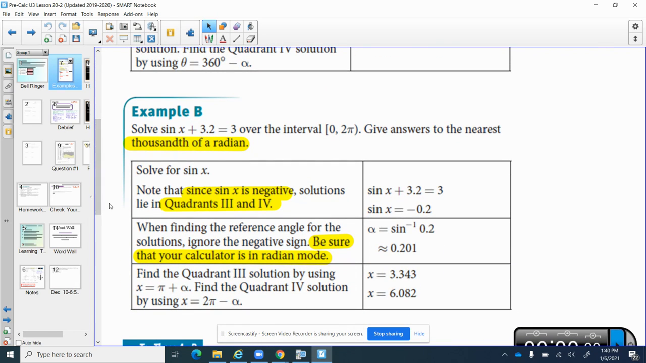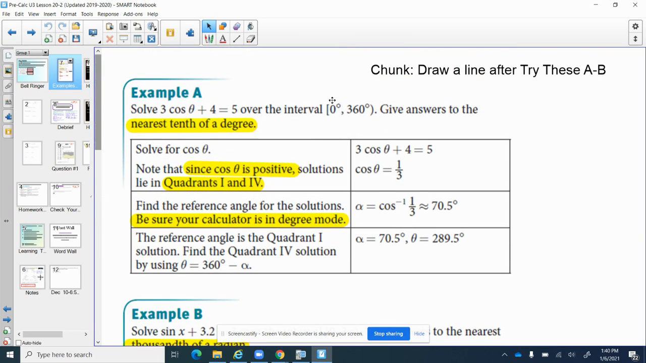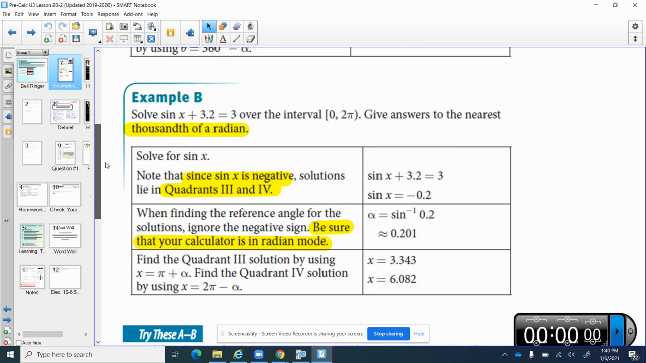Example B, that is on page 271, gives an example in radians. And we know it's radians versus degrees because they're telling us 0 to 2 pi, unlike the first example that said 0 to 360. So we know what mode our calculator is in. Again, be very careful of that.